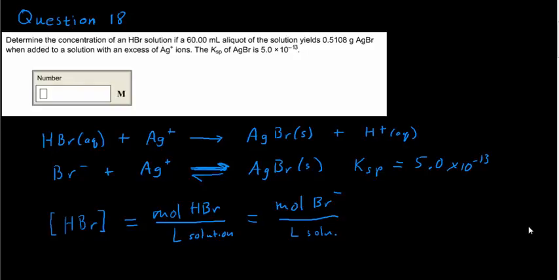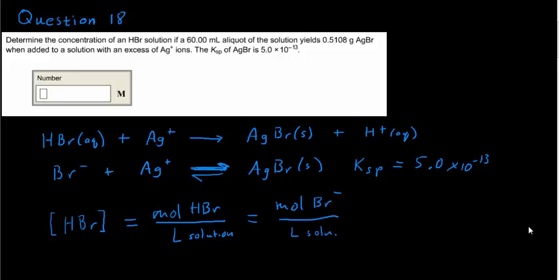Here's some help with question 18 from chapter 6-1 of Sapling Learning. So we're asked to determine the concentration of HBr, hydrobromic acid solution, if a 60 milliliter aliquot of this solution yields 0.5108 grams of AgBr, silver bromide, when added to a solution with an excess of silver ions. The KSP of AgBr is 5.0 times 10 to the minus 13.